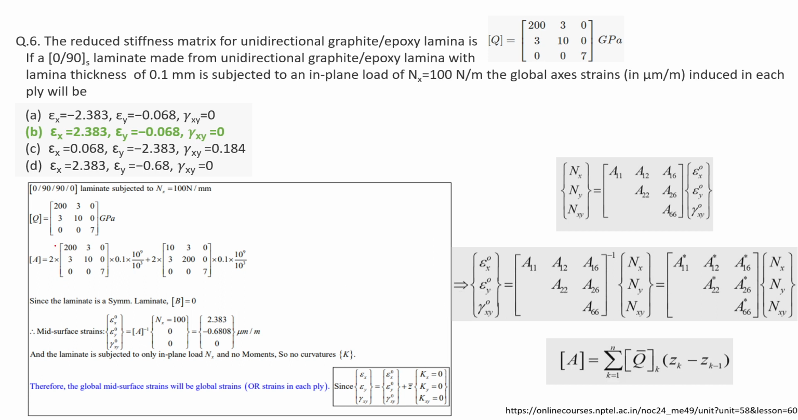So first we are multiplying by 2, because there are two 0 degrees and two 90 degrees. So 2 multiplied by the matrix for 0 degree. Now the 0 degree matrix is multiplied by its thickness, as zk minus zk-1 is the thickness. And then we have to take care of the units. As it is gigapascal, it is 10 to the power 9, and this thickness is in millimeter, so it will be multiplied by 10 to the power minus 3.